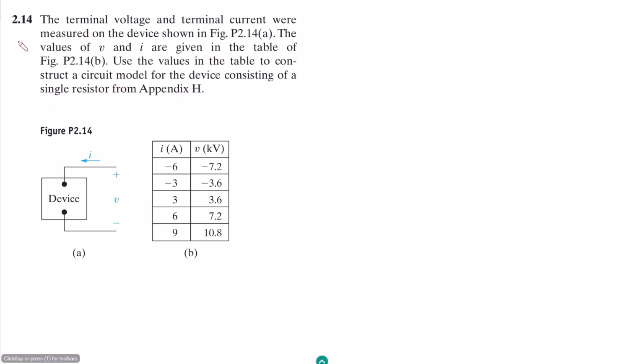So this is question 2.14 of Electric Circuits by Nilsson, and the statement of this question is: the terminal voltage and terminal currents were measured on the device shown in figure 2.14, as given here. Okay, so this is the figure 2.14. The values of V and I are given in the table of figure P2.14b.